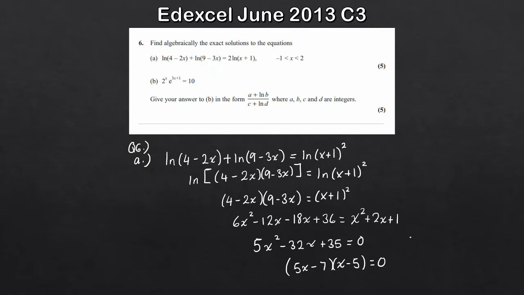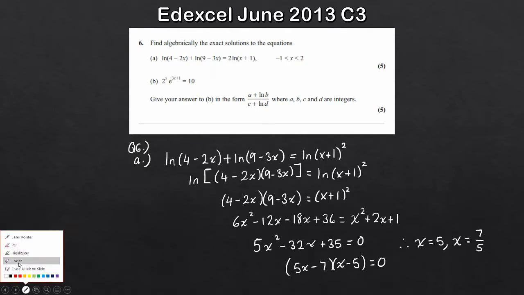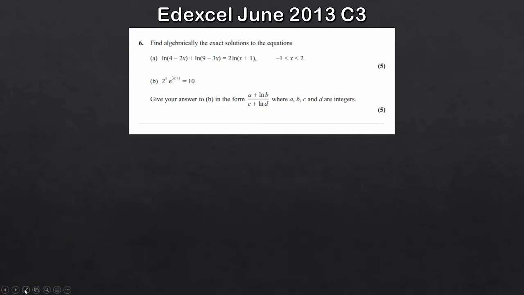So in that case, we get 2 solutions. We get x equals 5, and we also get, solving this one here, 5x minus 7 equals 0, we get x equals 7 over 5. So that's that part A done. Part B now, again, just practicing the laws here of logarithms and exponentials. So let's take a look at it. So part B here.